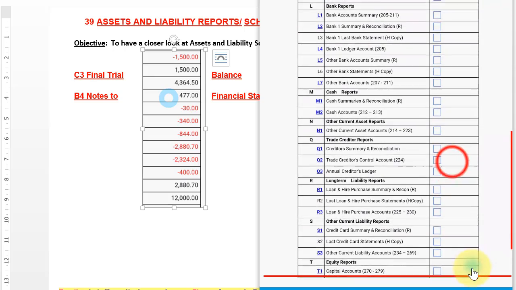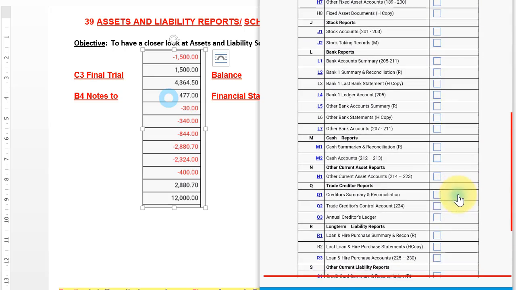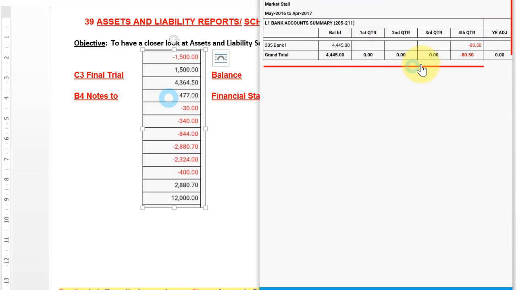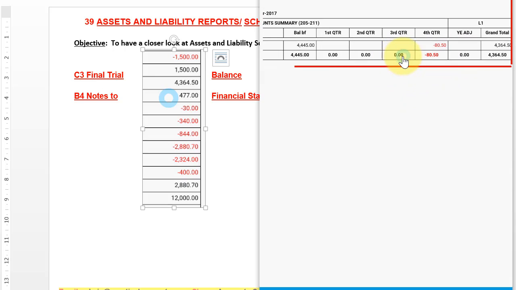Now after stock, we scroll down to the bank accounts summary. Now the bank accounts should be showing 4364. So we've got the summary and reconciliation. Okay, let's just have a quick look at these. This is a summary, and it's only the bank account. Among accounts 205 to 211, only 205 had transactions, and the closing balance is 4364, which agrees with what we see there.